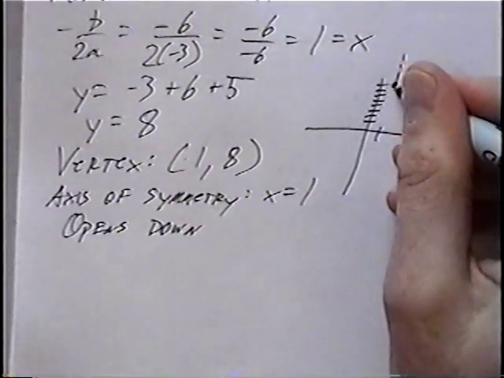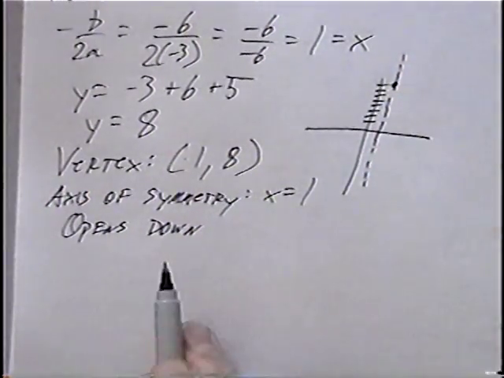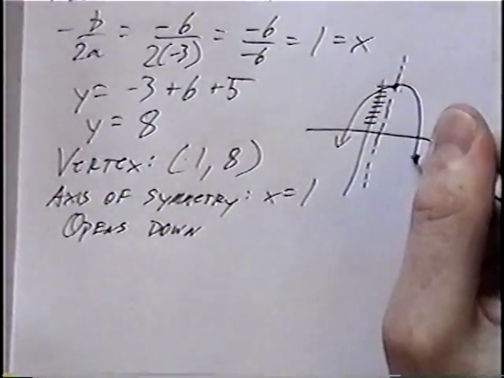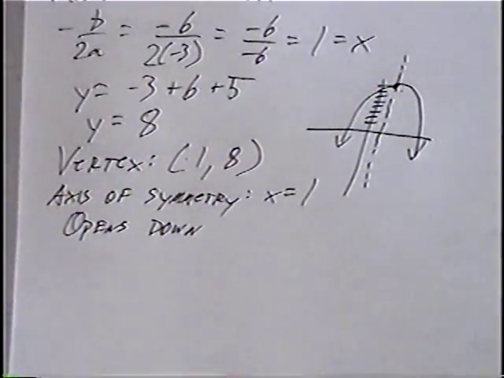Axis of symmetry goes down the middle, and this parabola opens down, so we'll have a U shape that opens downward. And that would be the graph for the equation.